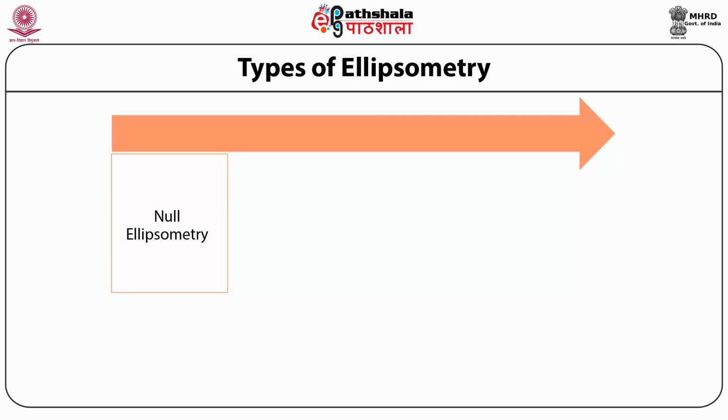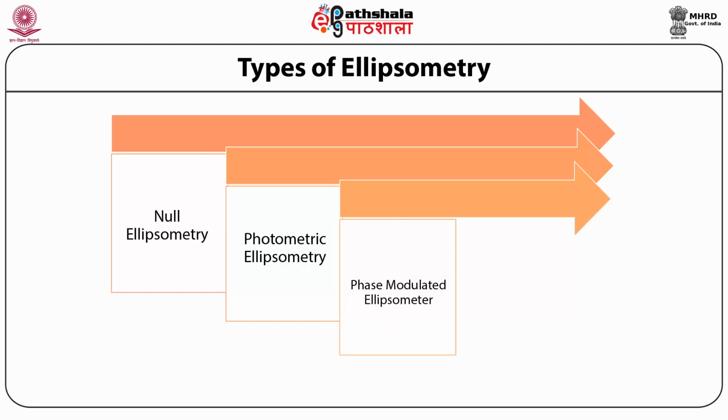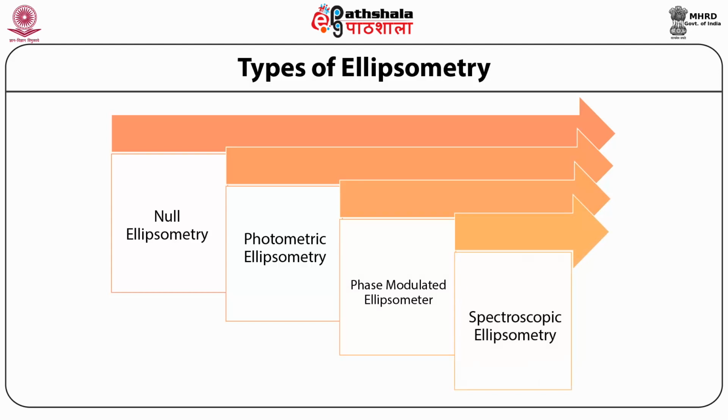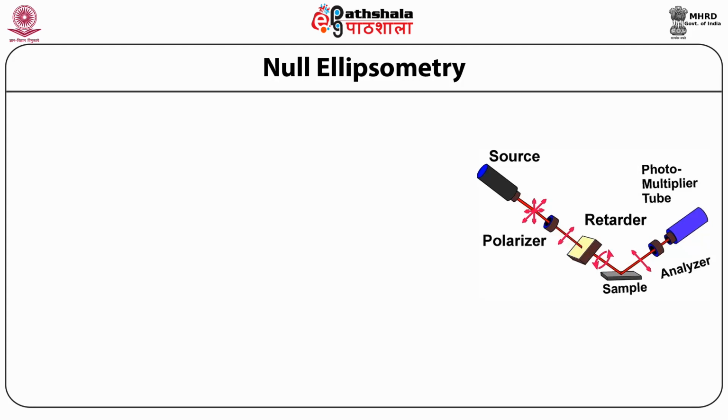So students, let us now discuss the types of ellipsometry. The types of ellipsometry are: first, null ellipsometry; second, photometric ellipsometry, which can be a phase modulated ellipsometer; third is spectroscopic ellipsometry. So let us now discuss the null ellipsometry.